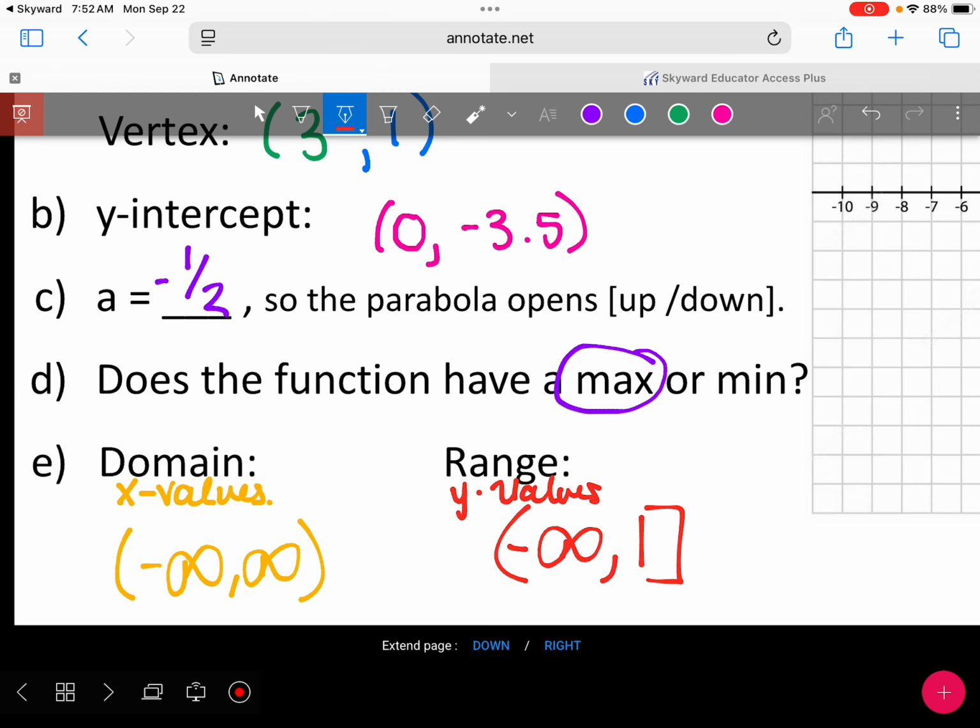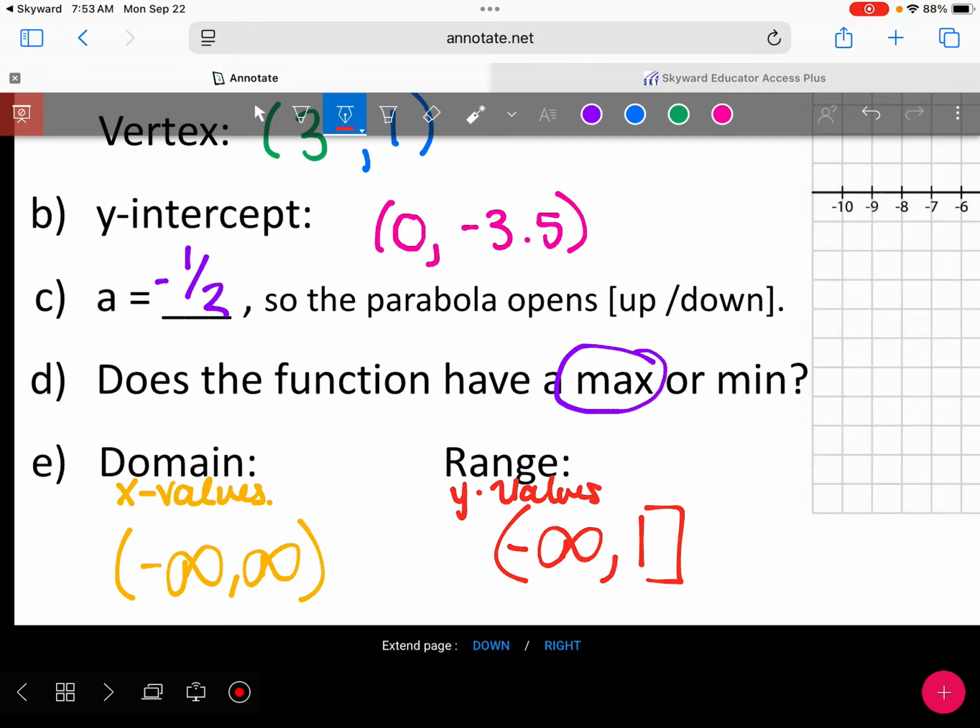So domain is how far left, how far right. Range is how far down, how far up. So I can go all the way left as far as I want. These are going really far down, but they're also going out. It's continuing outwards. It's just going down really fast.